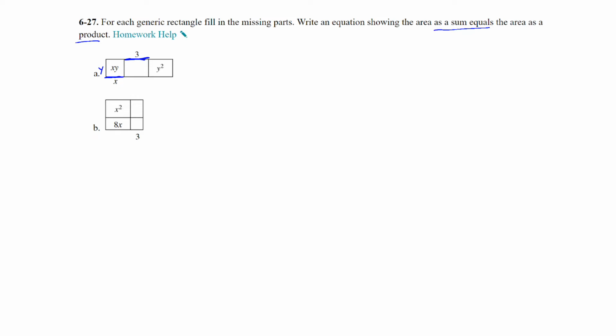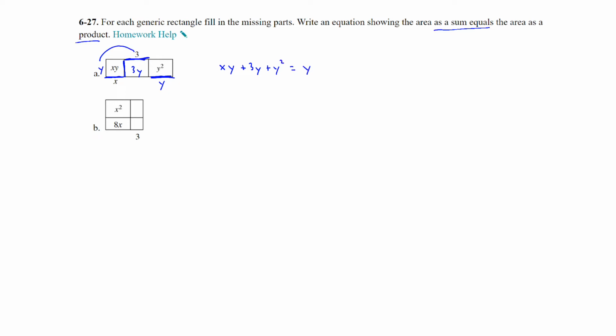Now if we know that, we have 3 times this length, which is the same as this length. So 3 times y is going to be 3y. And then I think the only other thing we're missing is this side length down here. So y times what gives you y squared? That would be y times y. So if we're writing it as the area of a sum equal to the area of the product, the sum is just taking each of those blocks and adding them up: xy plus 3y plus y squared. And none of those are like terms. They don't all have the same variable raised to the same power.